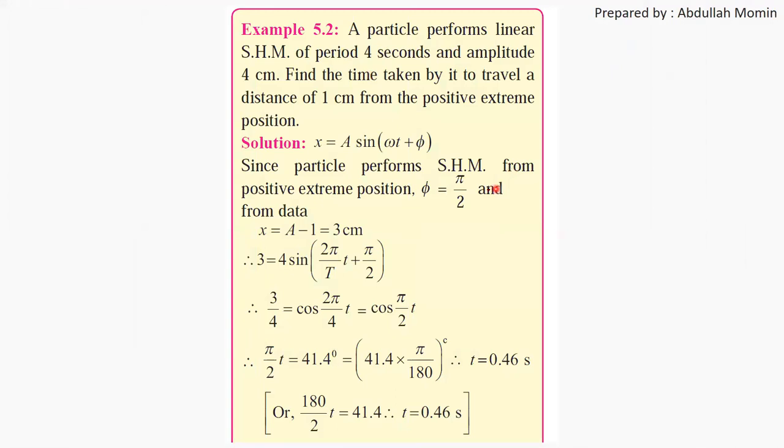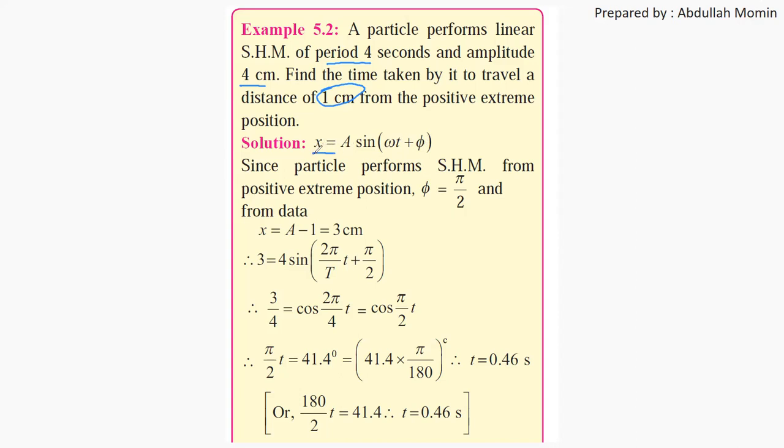The next numerical is: a particle performs linear SHM of period T 4 second and amplitude 4 centimeter. Find the time taken by it to travel a distance of 1 centimeter from the positive extreme position.